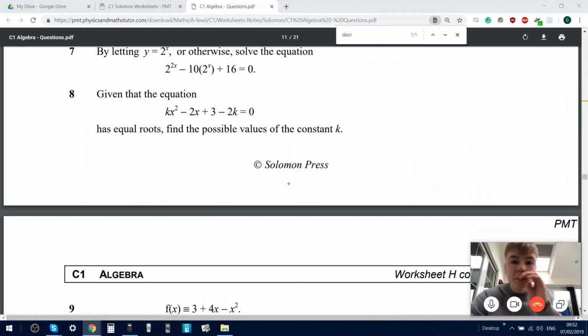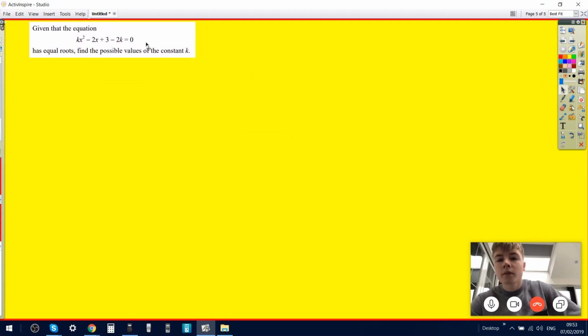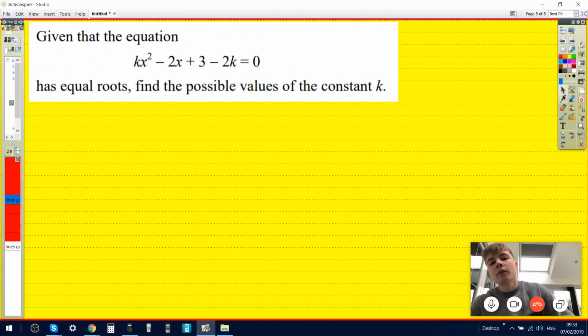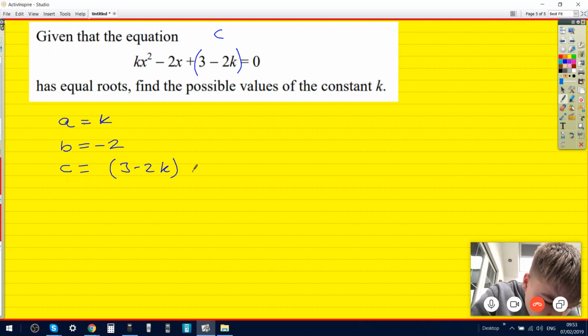So this one, I'll just ask you, what is A, what is B, what is C? A is K, B is minus 2. Would C still be 3? So 2K, K is a number. And so if you found that number, what would happen to the 3? Because K is just a number, it would be 3 minus 2 times whatever K is that would give you the C. And so C is that entire thing. Yeah, 3 minus 2K.